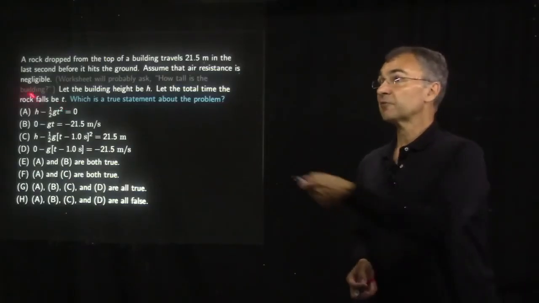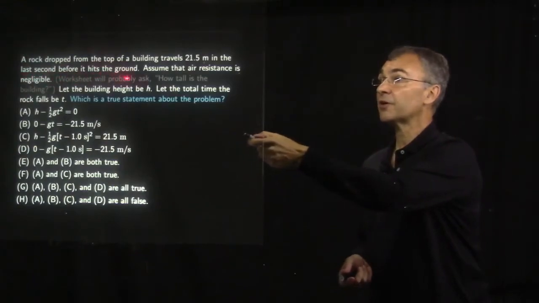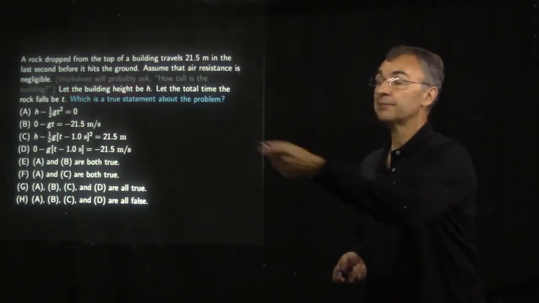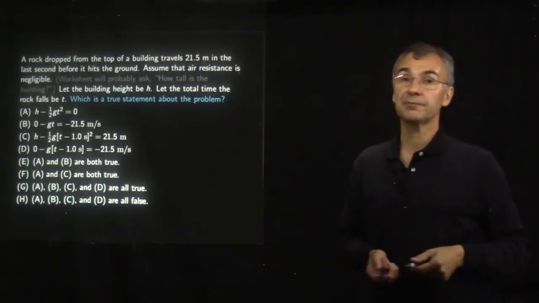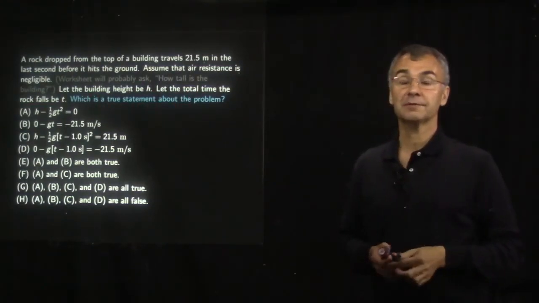A rock dropped from the top of a building travels 21.5 meters in the last second before it hits the ground. Assume that air resistance is negligible. Let the building height be h. Let the total time the rock falls be t. What is a true statement about the problem?